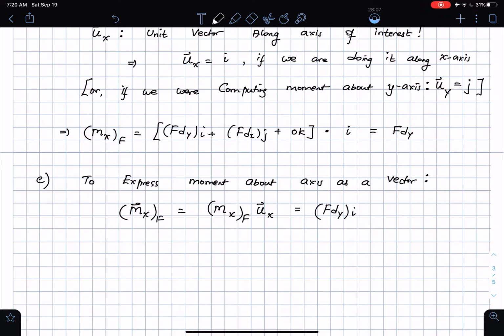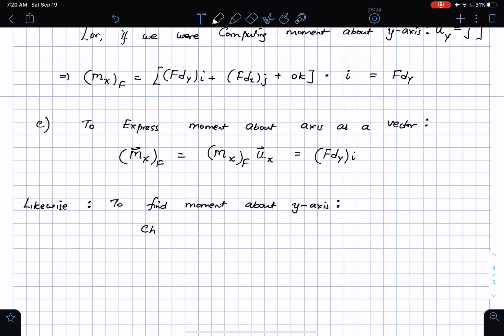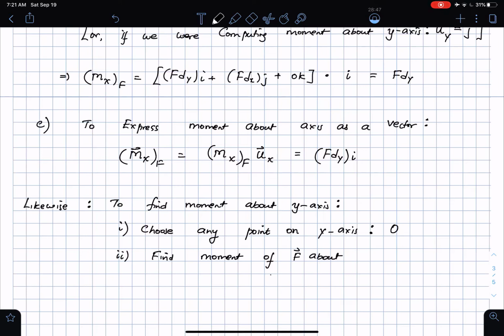And likewise, I can do the same thing for the y-axis. To find the moment about the y-axis, choose any point on the y-axis. I can choose the point O, and then I already have the force written as a vector. Then I find the moment of the force F about the chosen point, which I already have, which is MO due to the force F.